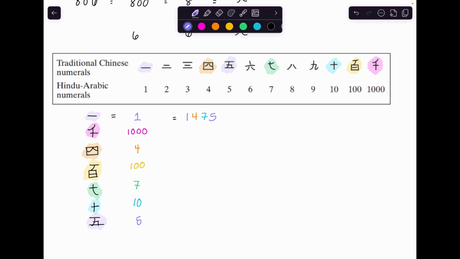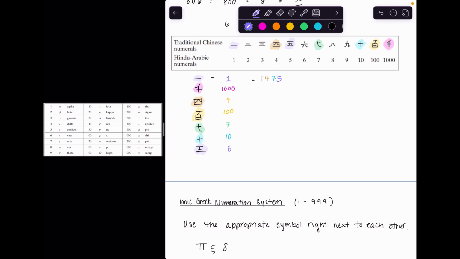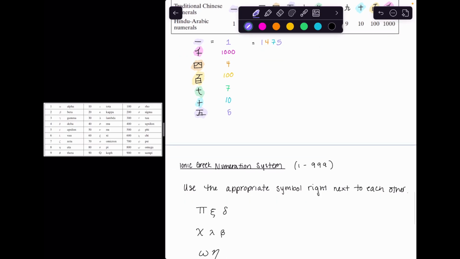So hopefully that's a nice system, not too terrible for you. I think it's much better than Roman numerals, that's for sure. So our very last system we're going to cover is the Ionic Greek numeration system, but we're only going to cover the numbers 1 through 99.